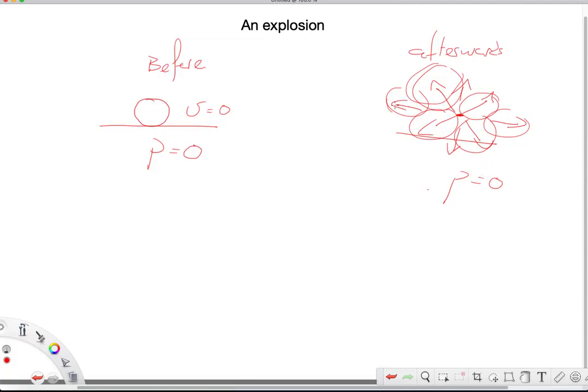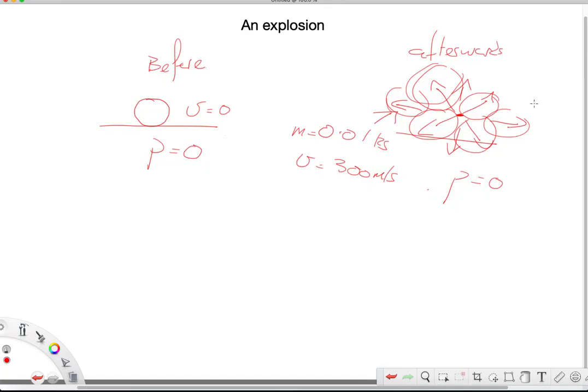So if you said that this bit had a mass of, let's say 10 grams, or 0.01 kilograms, and let's say it's traveling with a velocity of 300 meters per second.